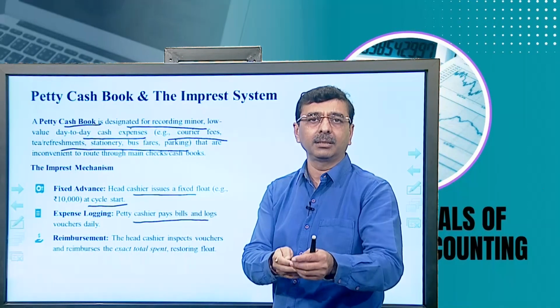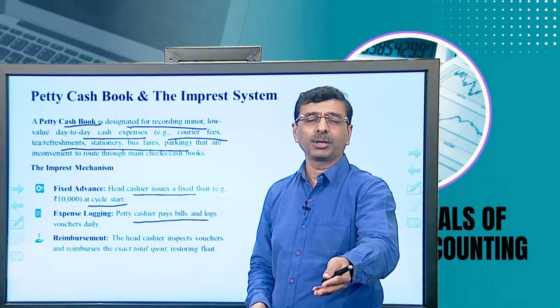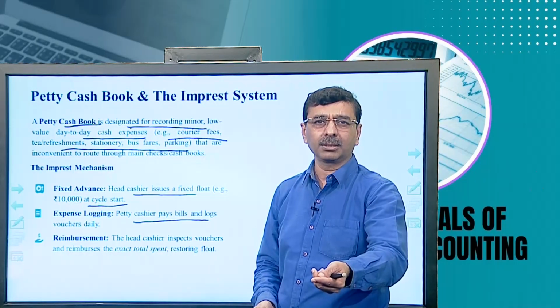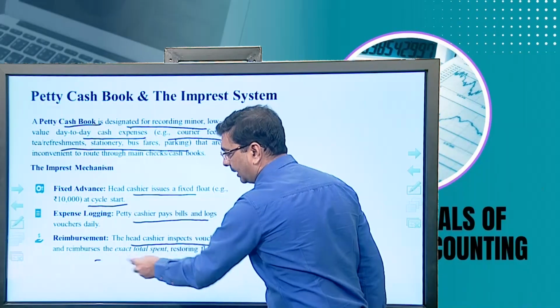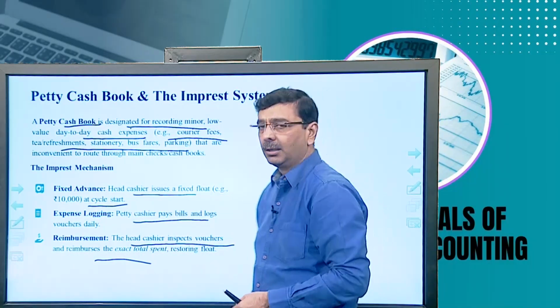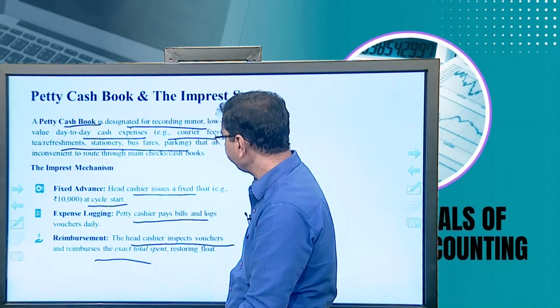They come to the cashier, they submit their vouchers along with any supporting documents, then all the expenses will be reimbursed, and then it will be adjusted against the petty expense account.